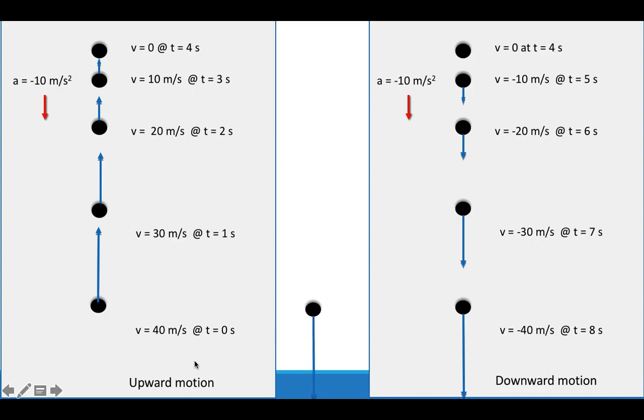The other symmetry in the motion is that the time it takes to reach the top of its trajectory is exactly the same amount of time it takes to come back down. So here it takes 4 seconds to get to the top, and it takes the difference between 4 seconds when it was at the top and 8 down here, which is another 4 seconds, to get back down. So the total amount of time in the air is just double the time it takes to get to the top. So there are some symmetries in the motion that we can use if we're trying to solve problems.